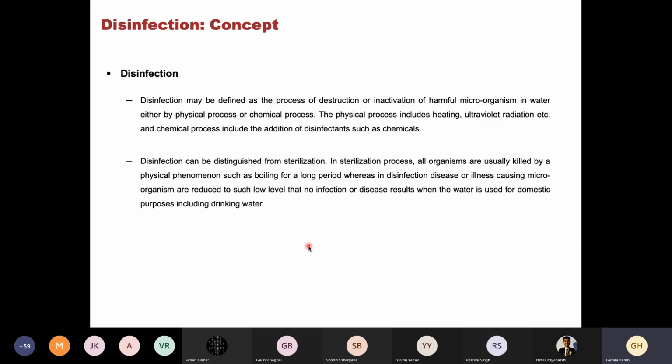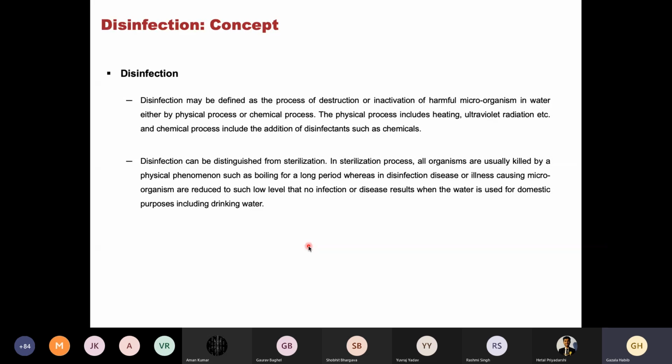So today we will learn about the disinfection method. In water treatment, we have already gone through sedimentation, coagulation, and flocculation, which is actually pre-treatment. After sedimentation comes filtration, which also removes a good amount of bacteria from water. The last unit process is disinfection.